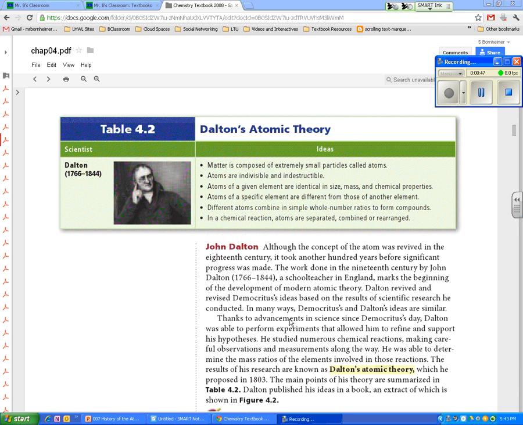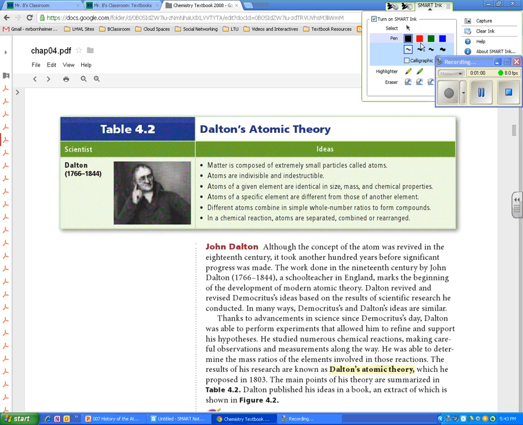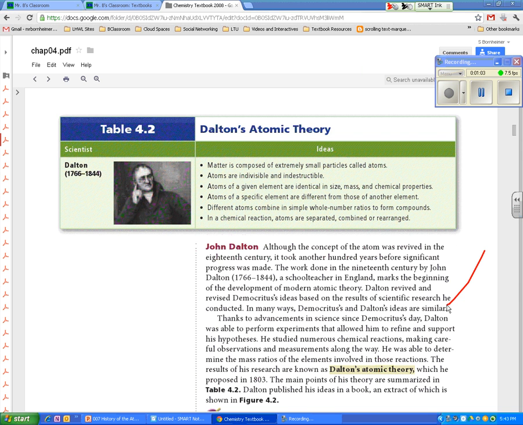Now, thanks to advancements in science, if we look right here on the page, we will see, trying to write, but it's not working very well. Let's go ahead and just choose a different color here, maybe a different pen. There we go. Right here, thanks to advancements in science, John Dalton was able to perform experiments that gave credibility to his atomic theory. And one of the things that was really important, one of the things he experimented on and improved was point 5 here, that different atoms combine in simple whole number ratios to form compounds.